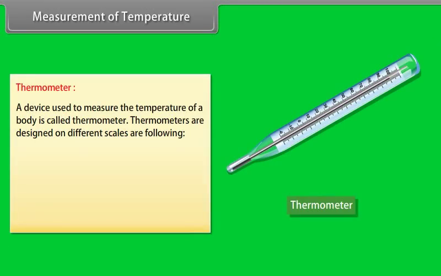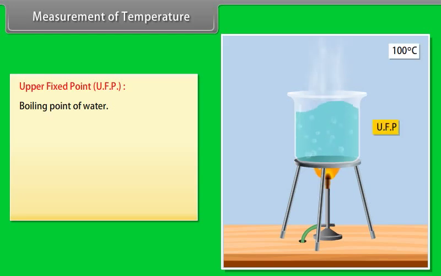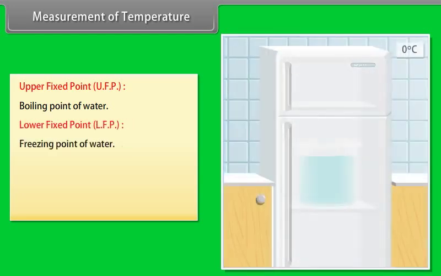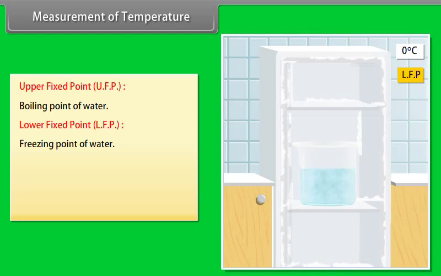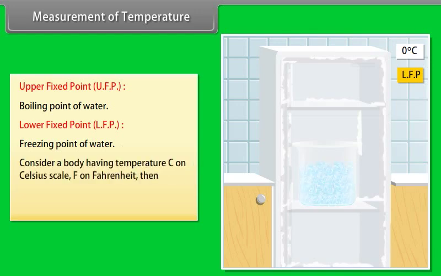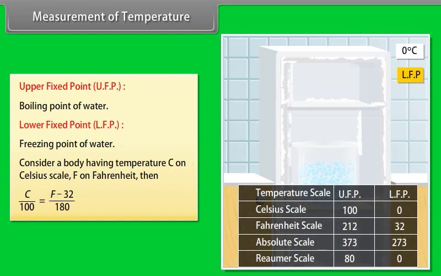Measurement of temperature. A device used to measure the temperature of a body is called a thermometer. Thermometers are designed on different scales, which are the following: Celsius scale, Fahrenheit scale, Kelvin scale, and Reaumur scale. Boiling point of water is known as the upper fixed point. Freezing point of water is known as the lower fixed point. Consider a body having temperature C on the Celsius scale and F on the Fahrenheit scale. Then C upon 100 is equal to F minus 32 upon 180.